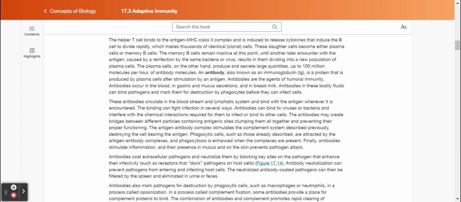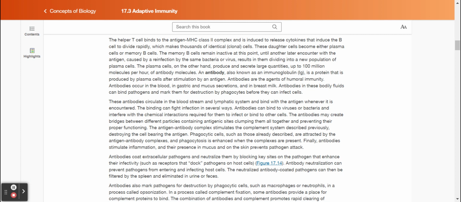These daughter cells become either plasma cells or memory B cells. The memory B cells remain inactive at this point until another later encounter with the antigen, caused by a reinfection by the same bacteria or virus, results in them dividing into a new population of plasma cells. The plasma cells, on the other hand, produce and secrete large quantities, up to 100 million molecules per hour, of antibody molecules. An antibody, also known as an immunoglobulin, or Ig, is a protein that is produced by plasma cells after stimulation by an antigen.